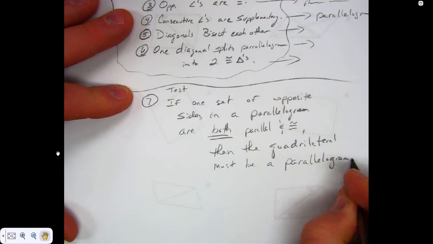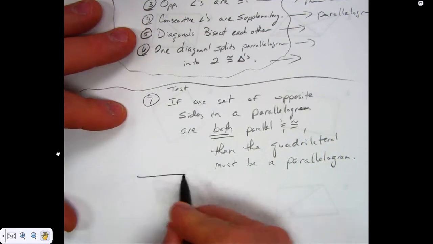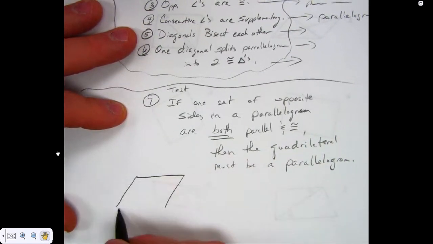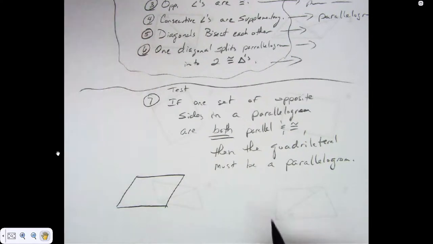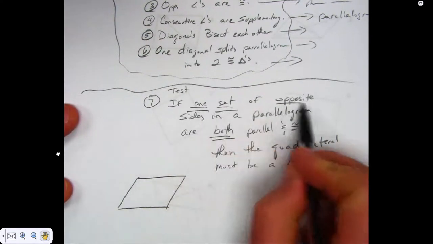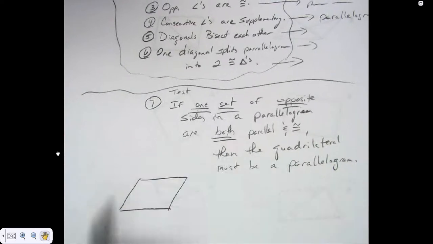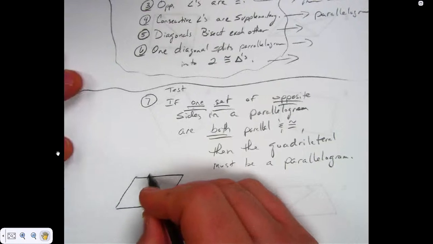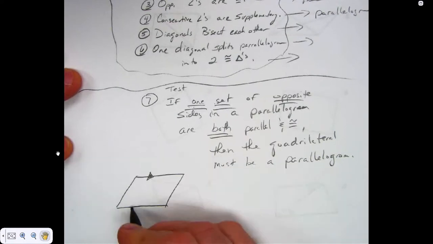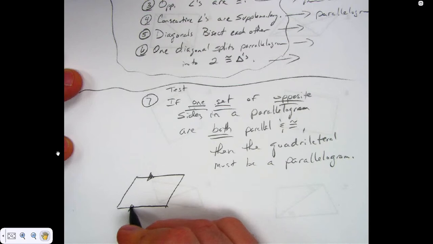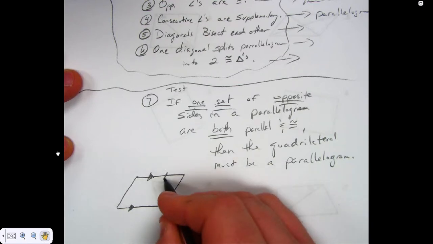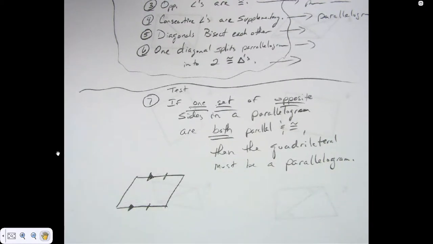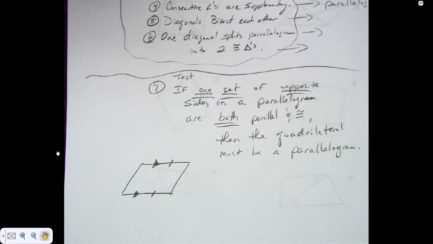I did that the long way, didn't I? So I've got this thing right here. What am I saying here? First thing, only one set. So I don't have to do both. If I can find that this side is parallel to that side, and that same pair of sides are both congruent, then I can say this must be a parallelogram. So that's kind of the test that we're adding to it.